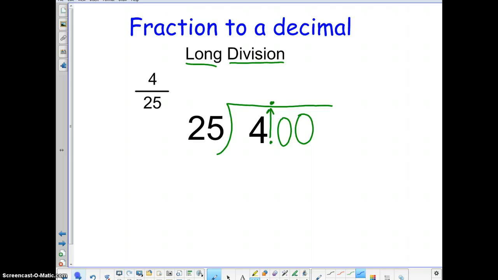So we take this 25 and say, how many times does 25 go into not 4 but 40? Well, 25 goes into 40 once. We put that 1 right above that 0. 1 times 25 is 25. When we subtract this out, 40 minus 25 should give us 15. Then we bring down the 0.